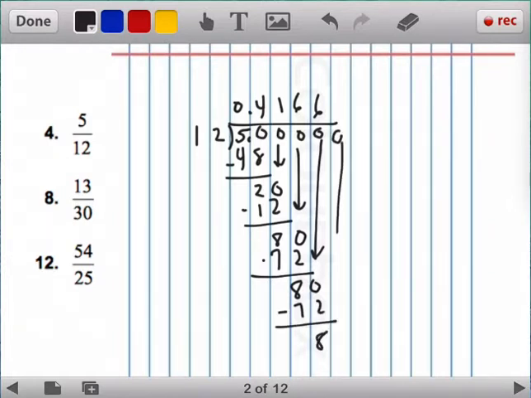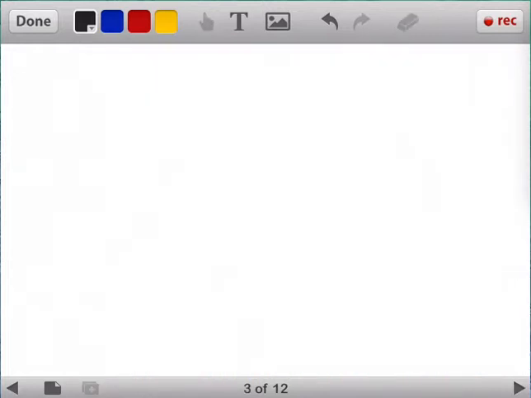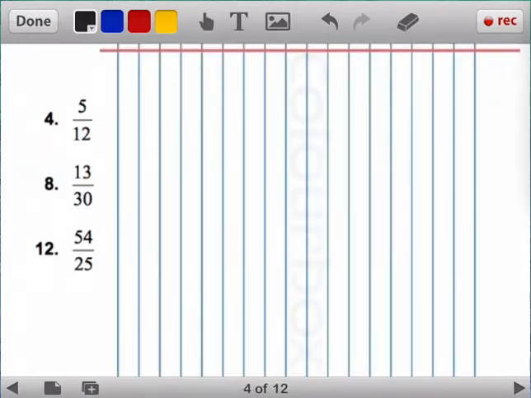So I can see that there is definitely a pattern beginning. So this 6 is going to repeat. So we can assume, or we can surmise, that 5/12 is the same as 0.416 with a bar over the 6. And when you write a repeating decimal, use bar notation, and the bar goes only over the part of the decimal that repeats. That's number 4. And then we have number 8, which is 13/30.